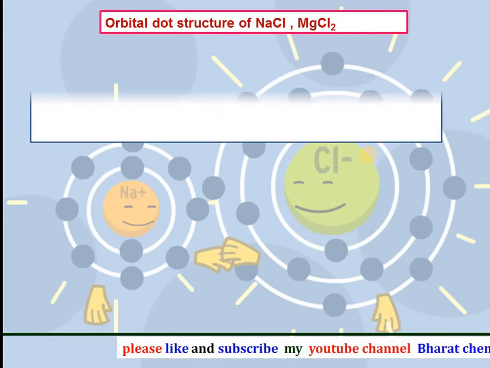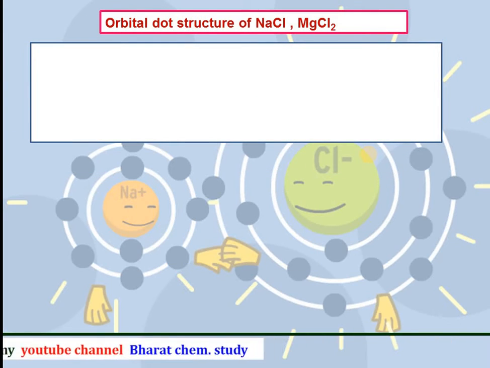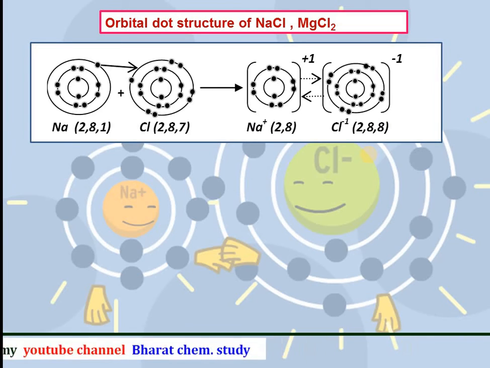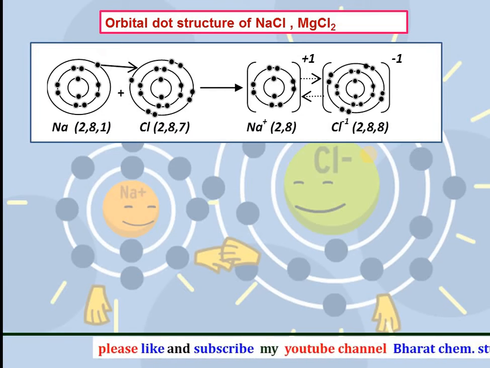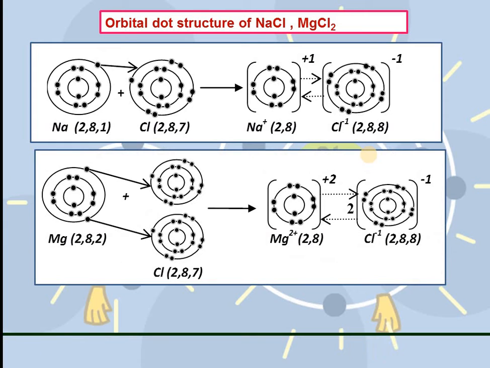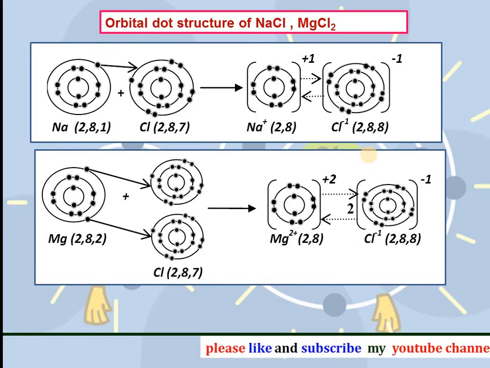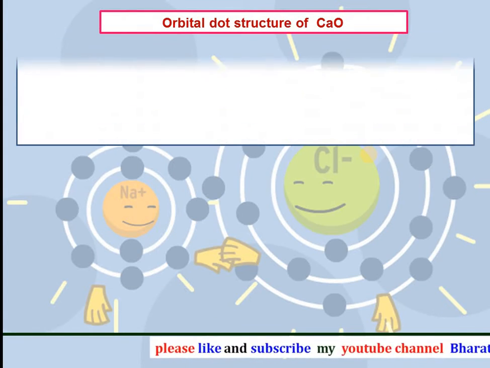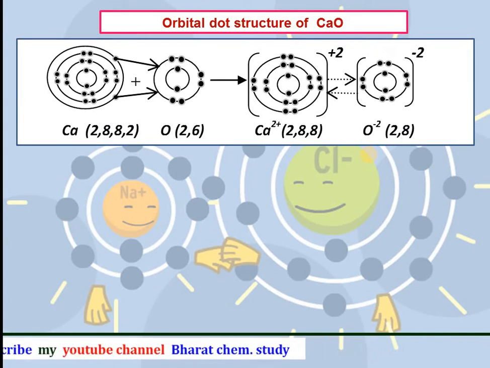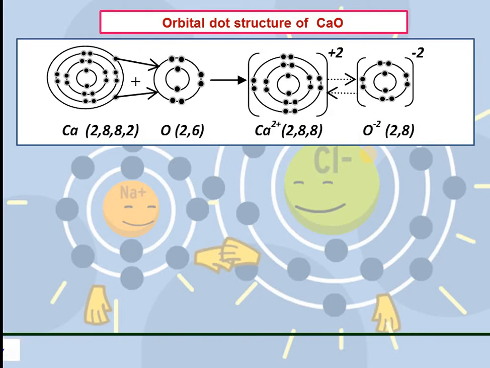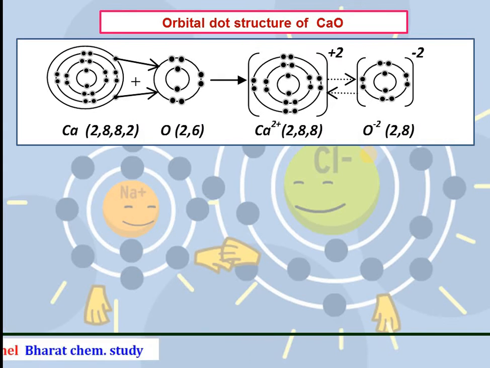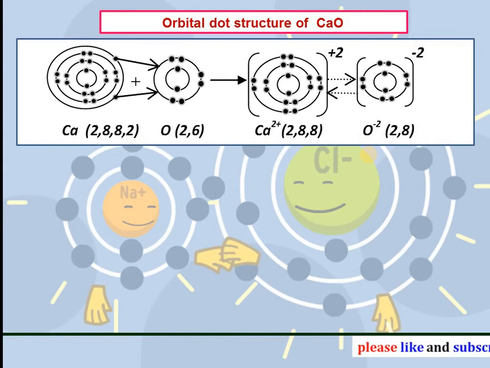Orbital dot structure of NaCl and MgCl2 we have already studied in our 9th standard, but I am showing it once again here; in ICSE board of 10th standard, that is not included in your syllabus. So this is the orbital dot structure for the formation of NaCl, and this is the orbital dot structure for the formation of magnesium chloride. Similarly, the orbital dot structure for the formation of calcium oxide can be represented like this. I'm not discussing these formations in this video because these are not included in the syllabus of 10th standard, and also we already have studied this in our 9th standard.